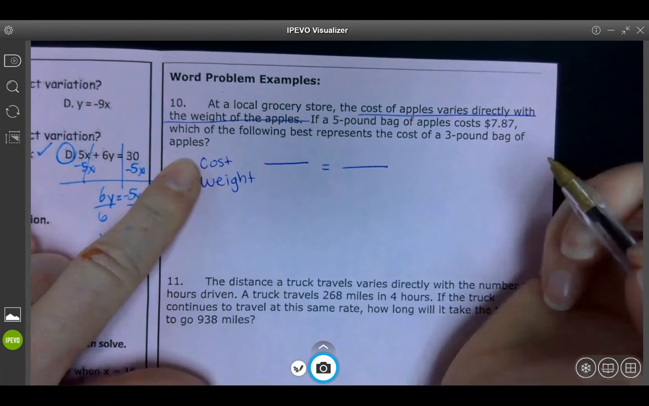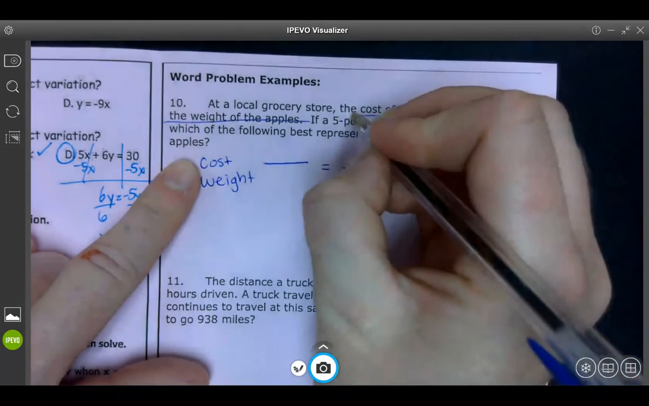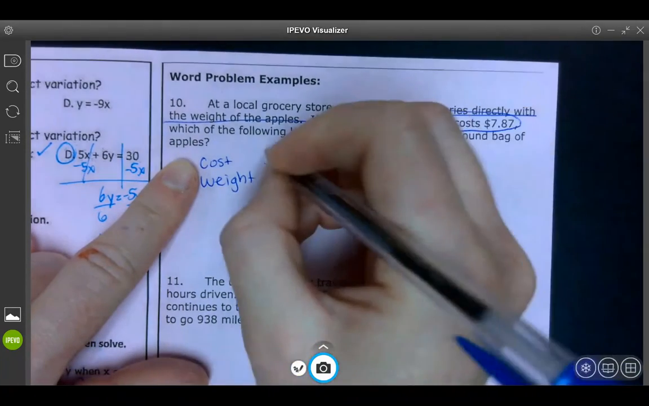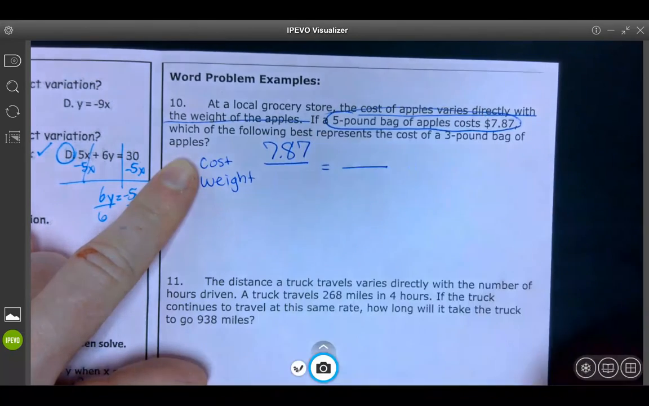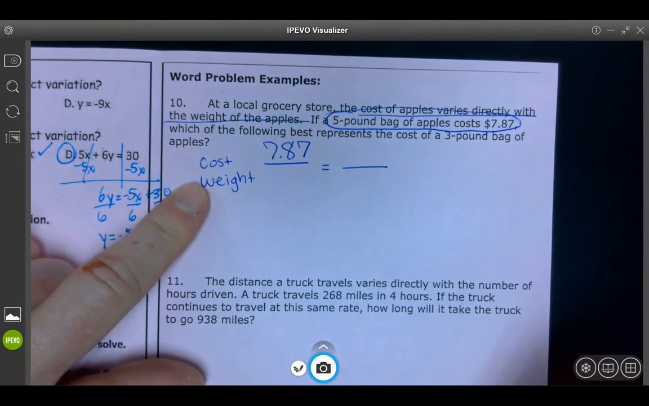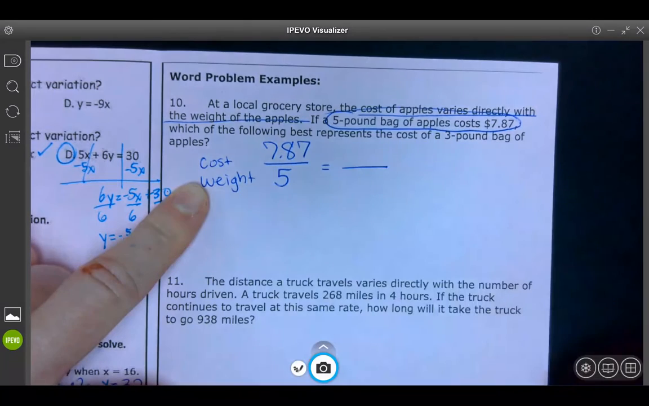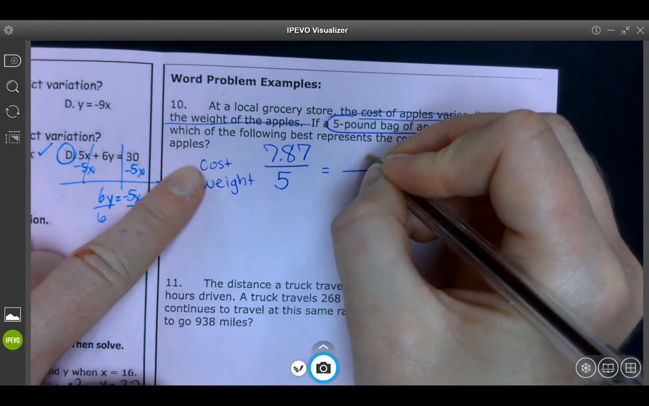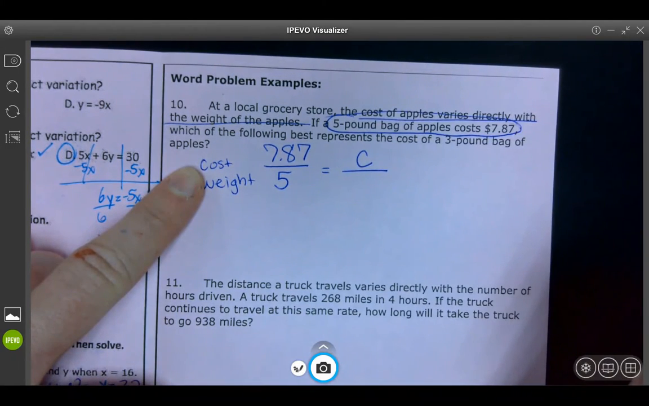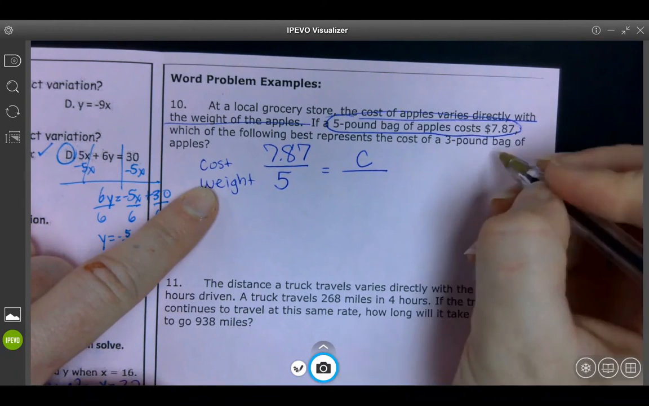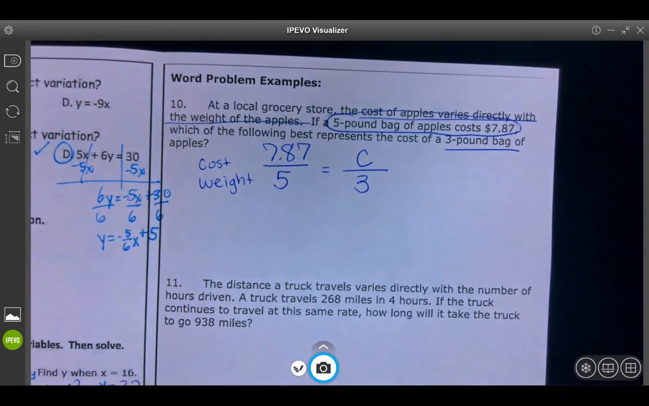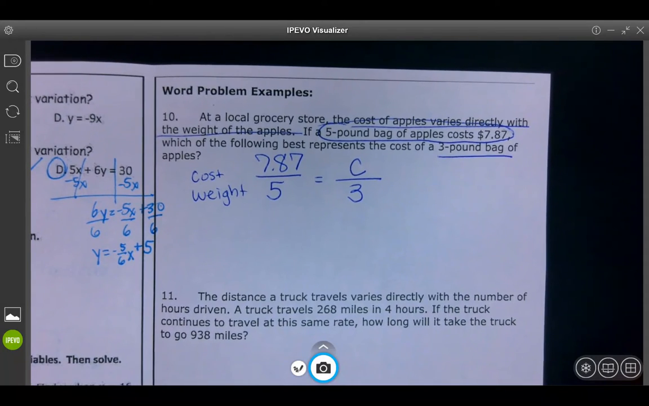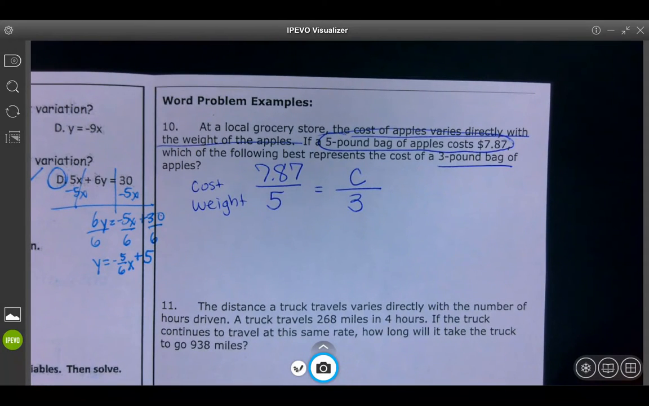So our first one, what's the cost of what they've given us? $7.87. For how many pounds? 5. And what did they want us to find? So I can use any variable. I can use X. I can use C. Yeah, I think C is good. And then what goes on the bottom? 3 pounds. Yep. So you decide the method that works the best for you.